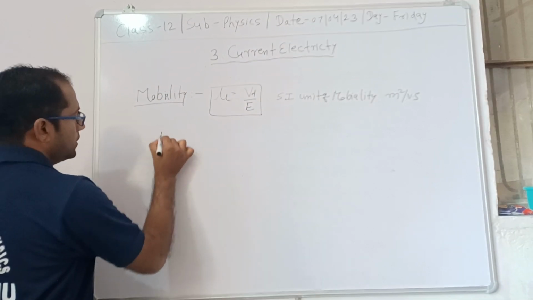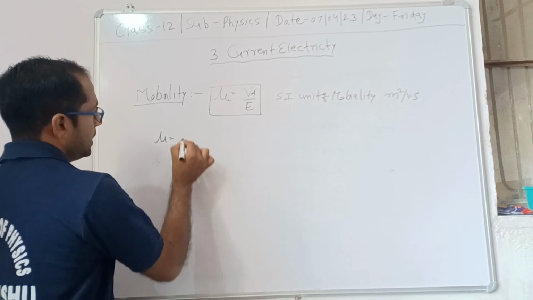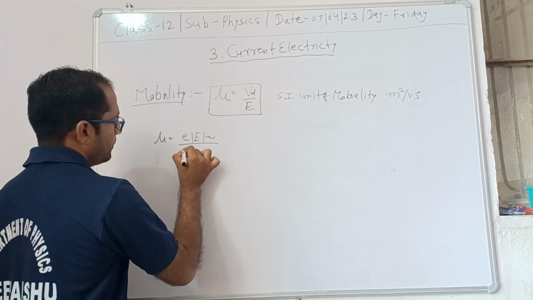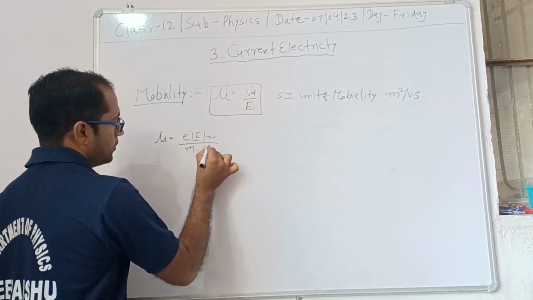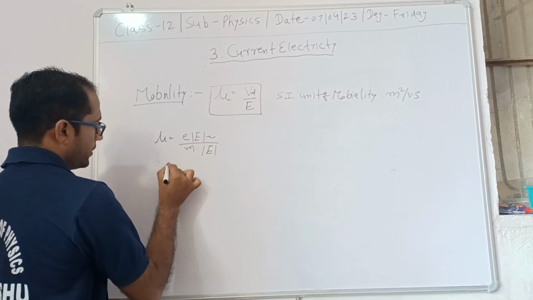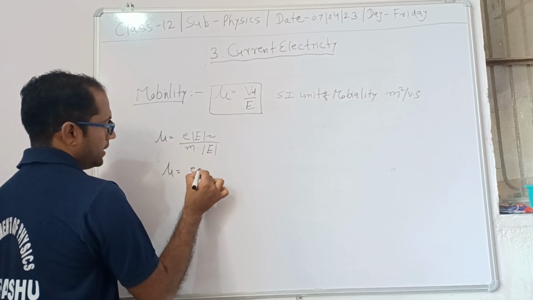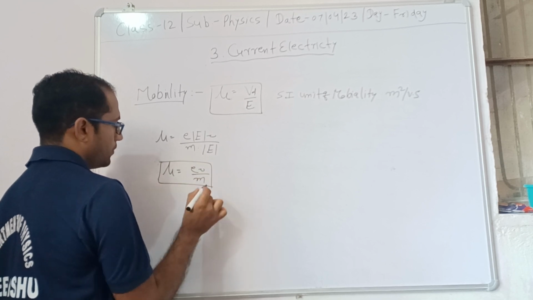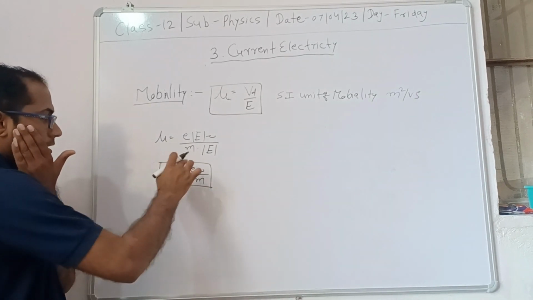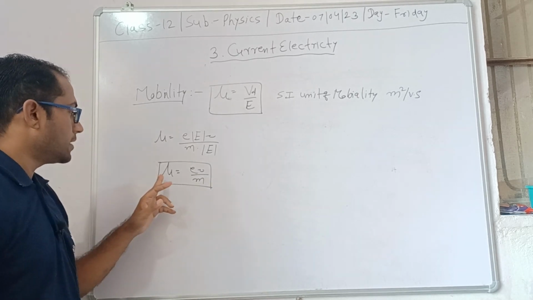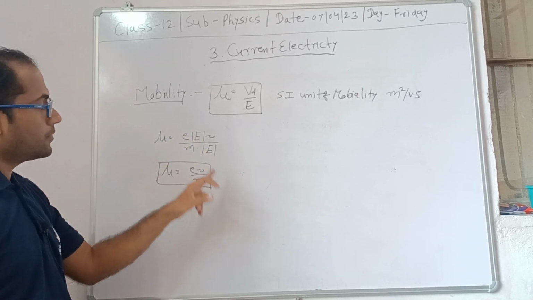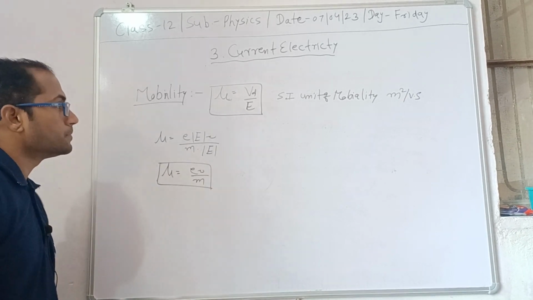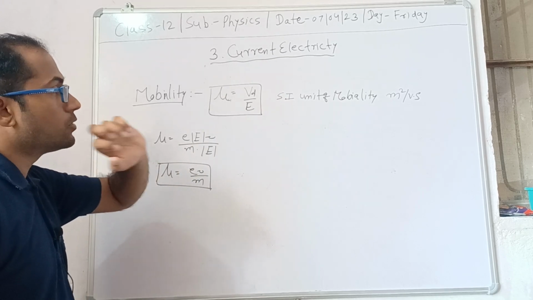If we put the value of Vd equals e tau by m, and if we put this value of E here, then we get the value of mobility: mu equals e tau by m. Okay, this is the new formula of the mobility, which we find using e tau by m. In this case mu does not depend on E, because E cancels out. Okay, so this is a very useful formula for mobility, and this is the unit of mobility.